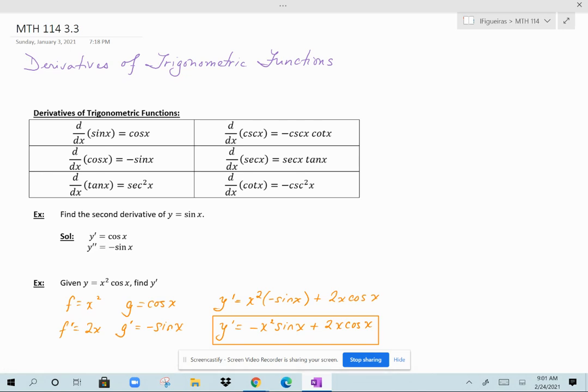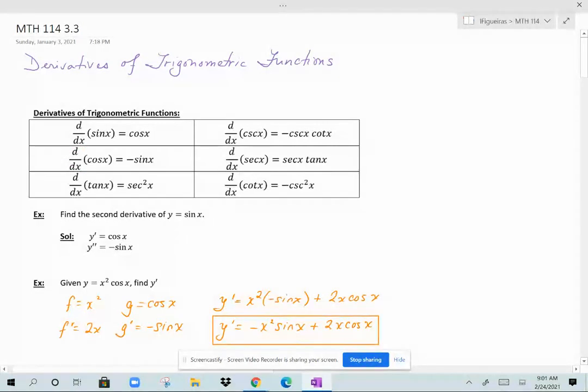Hi, this lesson is about the derivatives of trigonometric functions. So there are 6 trigonometric functions and their derivatives are here in this table. So the derivative of sine of x is equal to cosine of x. The derivative of cosine of x is equal to negative sine of x.